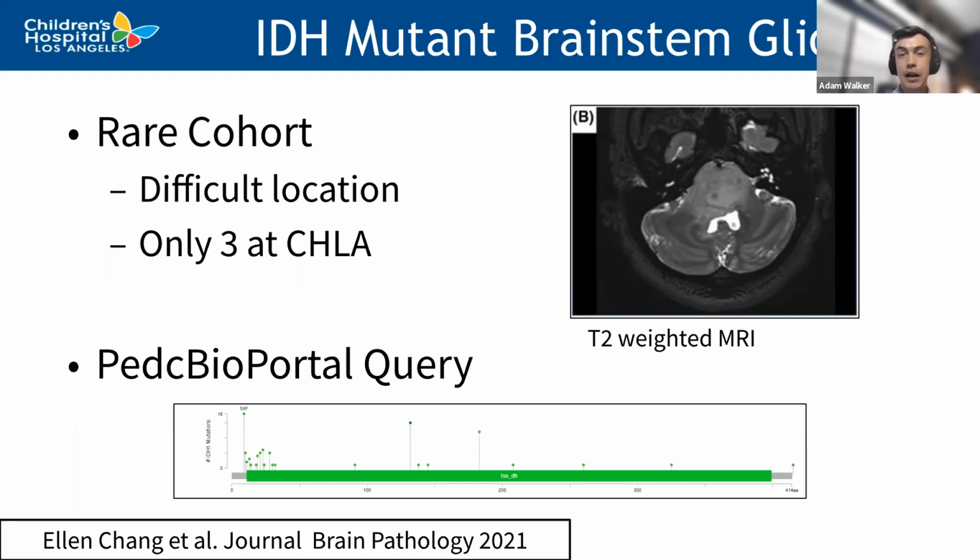the PedcBioPortal and be very specific in what we were looking for, and that we wanted IDH mutant brainstem gliomas with a very specific mutation, and we were able to narrow it down to just a few samples and add those to our project as a part of the literature review and corroborate with what we were finding, which was incredibly valuable in backing up all of the data that we had.